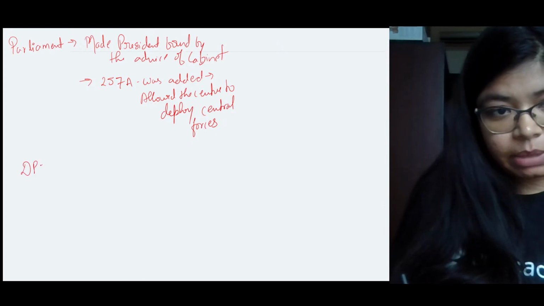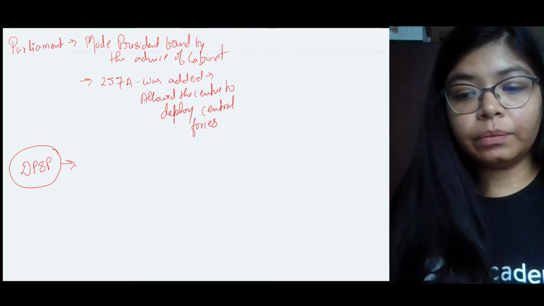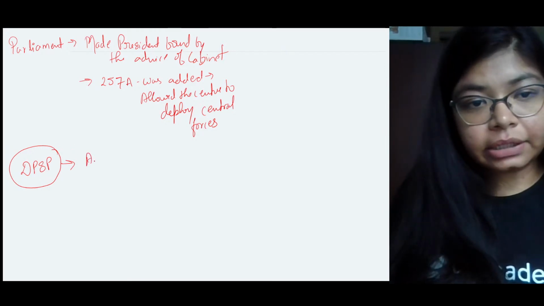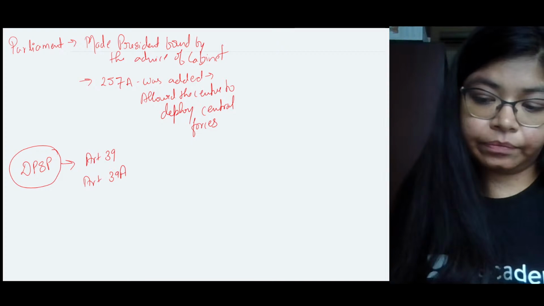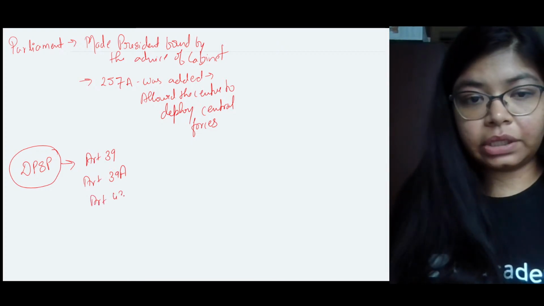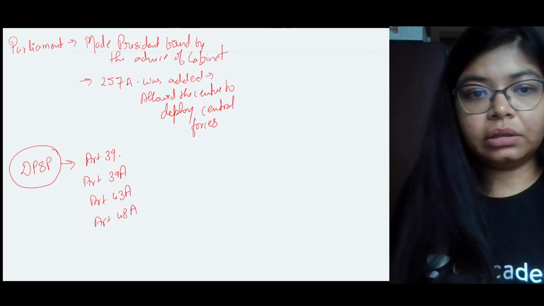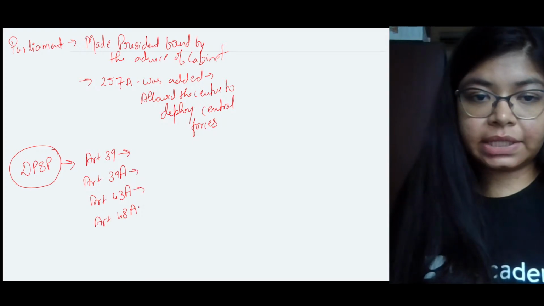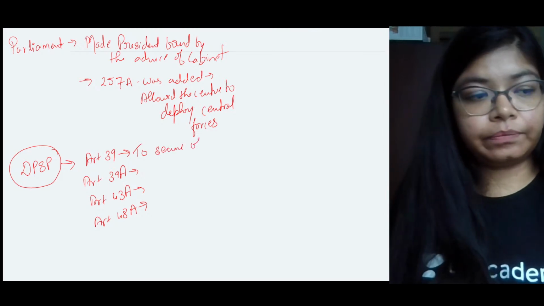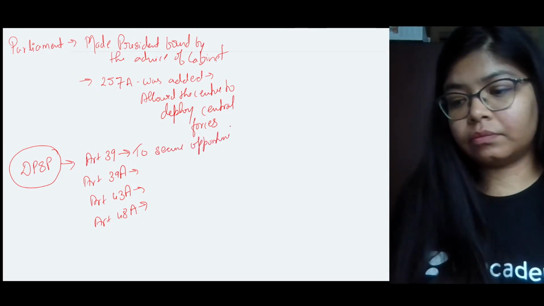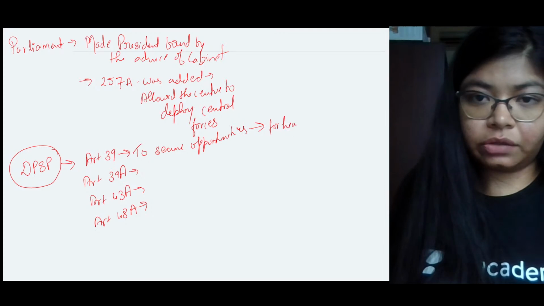उसके बाद DPSP में बहुत major additions हुए थे. Can somebody type in the comment section if you know? Article 39, okay, Article 39A, Article 43A and Article 48A, okay. तो ये चारों चीजें ऐड हुई थी, which is to secure opportunities for healthy development of children.